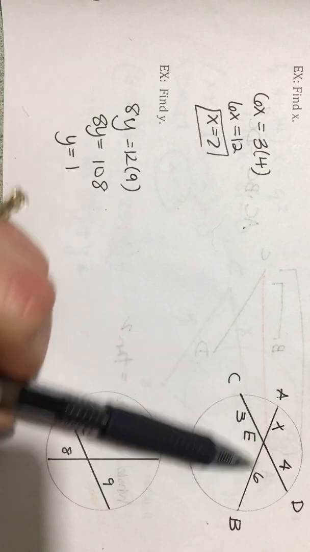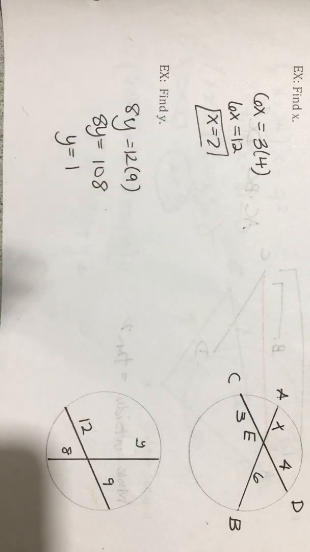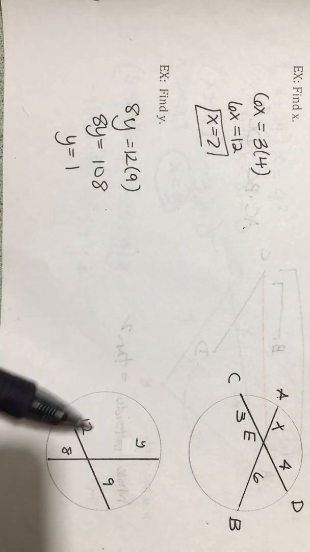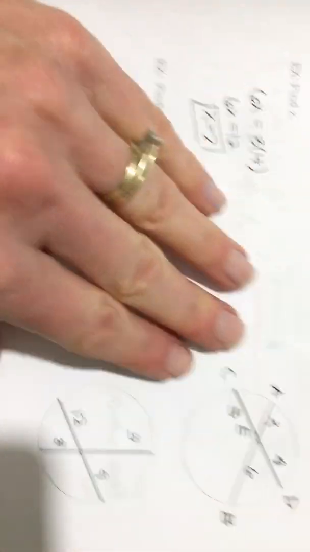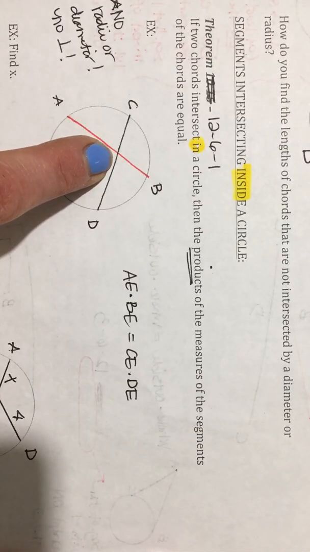All right, here's two simple examples. Find the value of x, so 6 times x equals 4 times 3. Find the value of y, 8 times y equals 12 times 9. Sometimes they throw a y squared or an x squared in there, which makes it a little trickier, but still you guys can handle it. So those were figuring out the lengths of chords intersecting inside a circle.